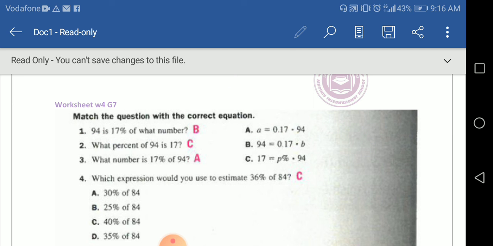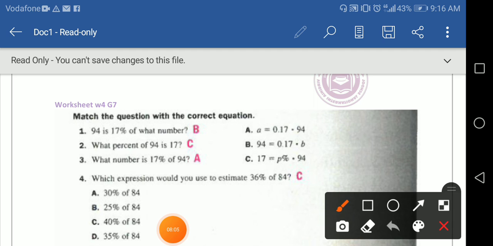What percent of 94 is 17? He asks me about the percent here. So the percent here is the required. So I write here percent. What number is 17% of 94? So he asks me about the number. So this is the required here.